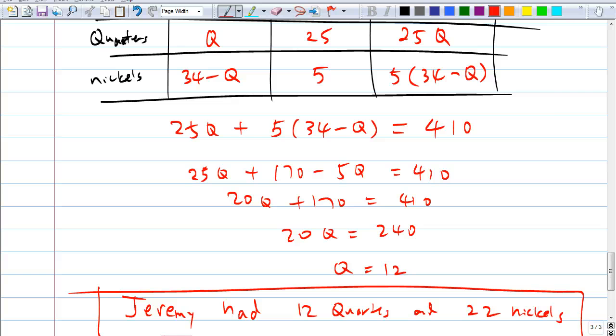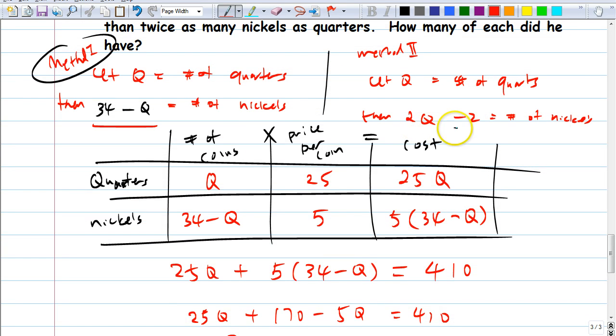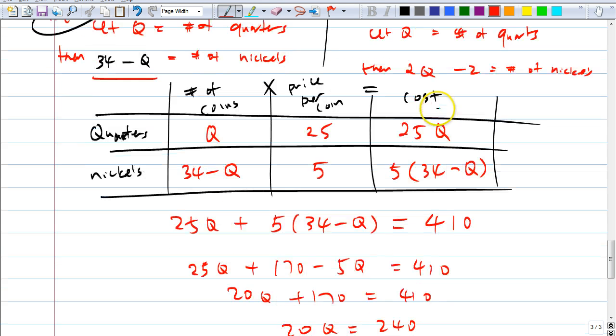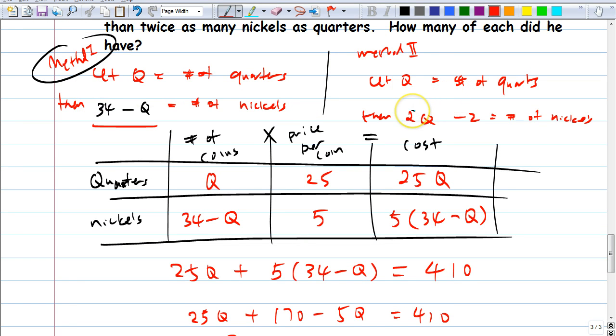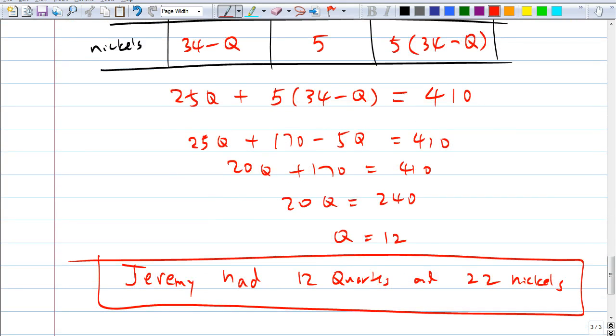Is this easy? Yes? Let's see if it makes sense in terms of method 2. Look at what he said. Look at how many nickels you had. He had twice the quarters minus 2. Does it still work if we put quarters equals 12? What's 12 times 2? 24. What's 24 minus 2? 22. It still works out, doesn't it? So this question is sort of interesting. You could have done it with method 1 or method 2. You choose the easier one. Does this make sense? Any question? Are we good? Okay, all right, good.